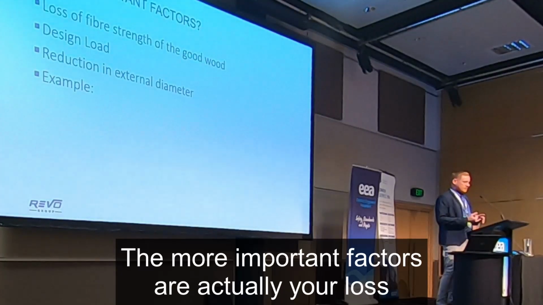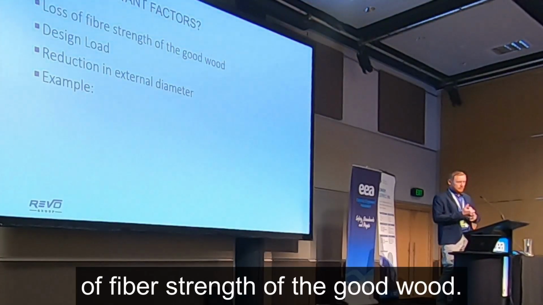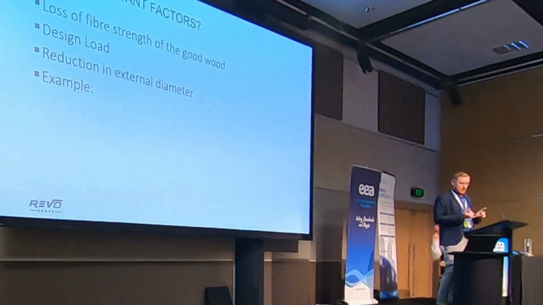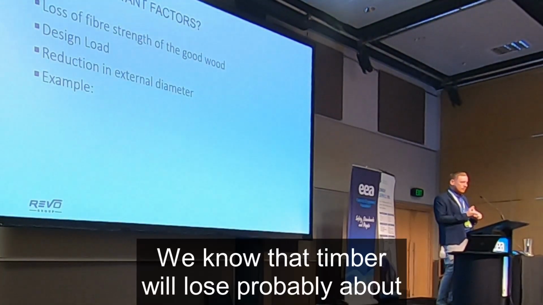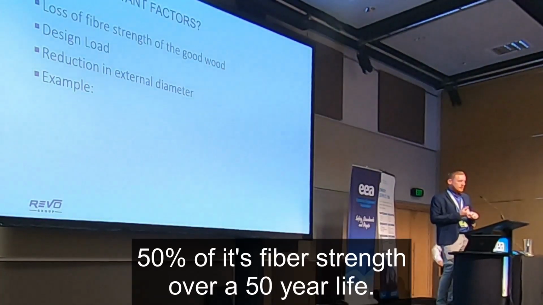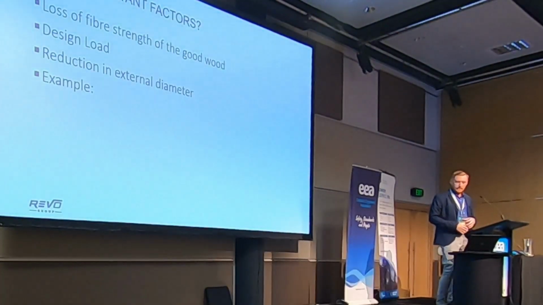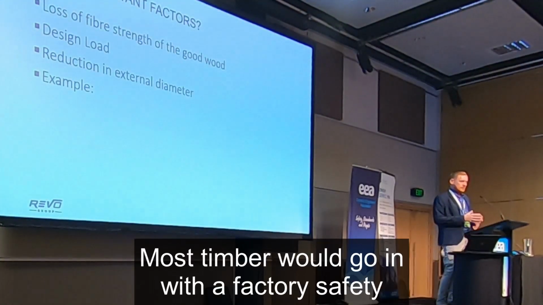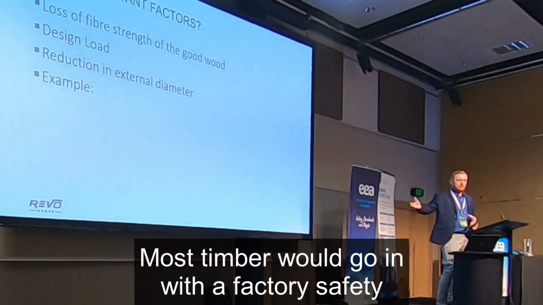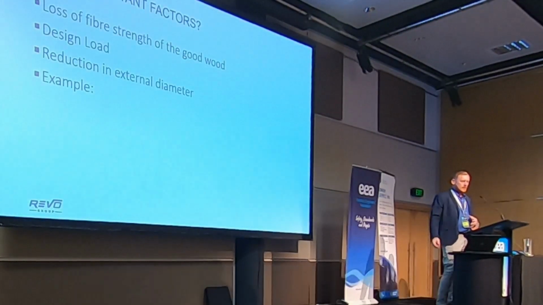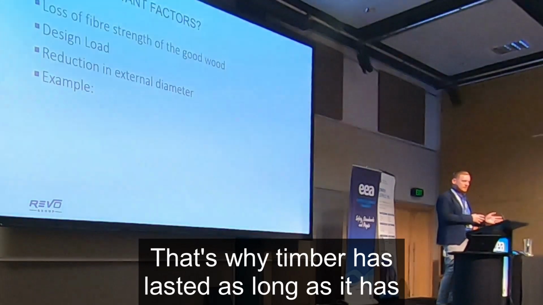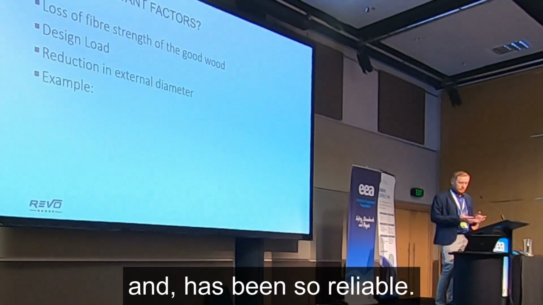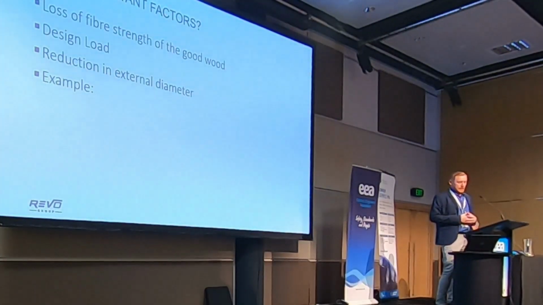The more important factors are actually your loss of fibre strength in good wood. We know that timber will lose probably about 50% of its fibre strength over a 50-year life. Your design load, most poles are actually over-designed. Most timber would go in with a factor of safety of 6 or 8 when it's brand new. That's why timber has lasted as long as it has and has been so reliable.